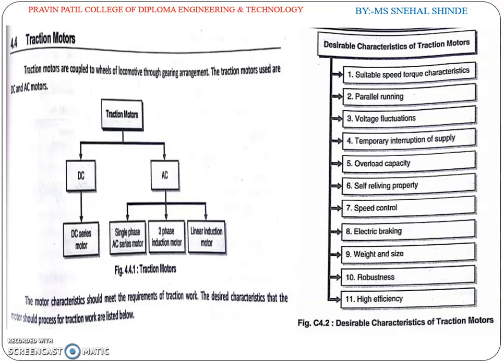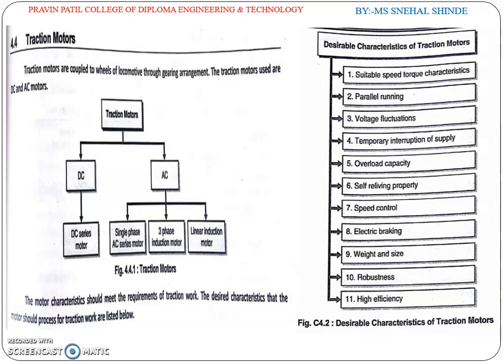Fourth desirable characteristic is the temporary interruption of the supply. This occurs when section insulators and crossovers are crossed with the controller on. Motor should withstand these interruptions without heavy inrush of current. Fifth is the overload capacity.